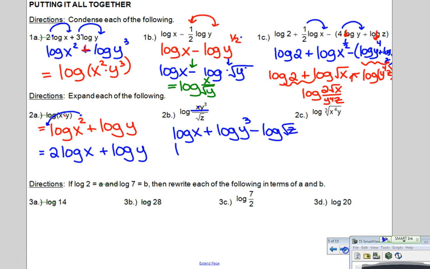Okay, then I'm going to take care of the 3 power. And that 3 power is going to go out here. I also have to take care of this radical. So I'm going to actually cross this off because a radical z is really a z to the power 1, square root means root 2. So if I change that, then I can put the 1/2 power in front. So now it's going to be log x plus 3 log y minus 1/2 log z.